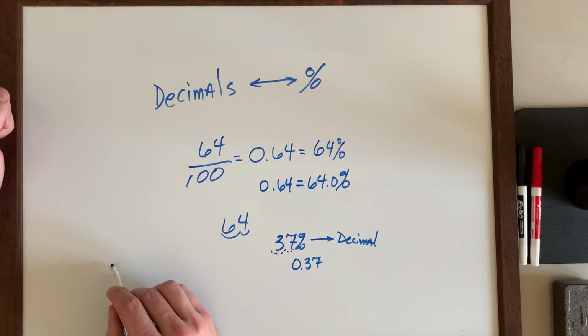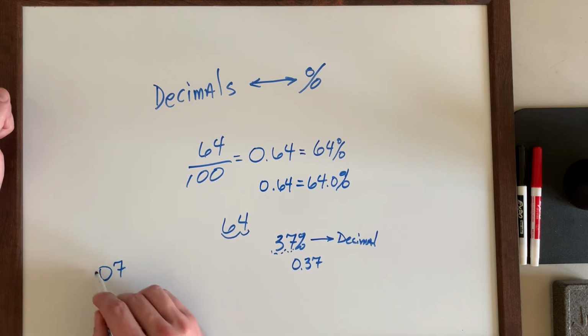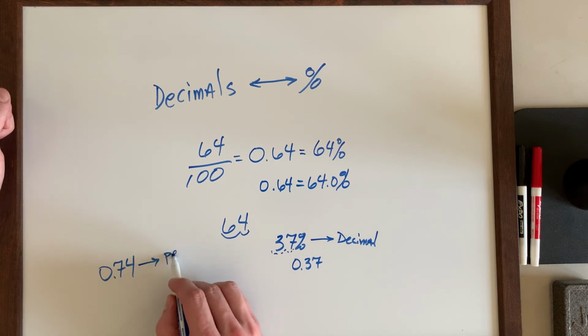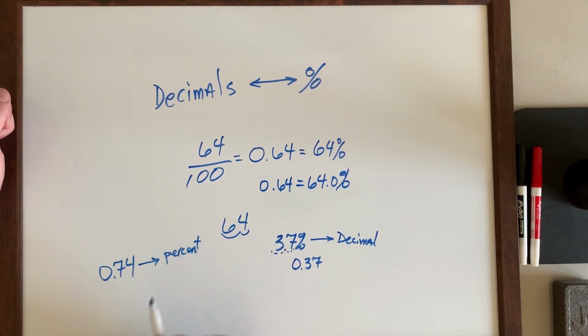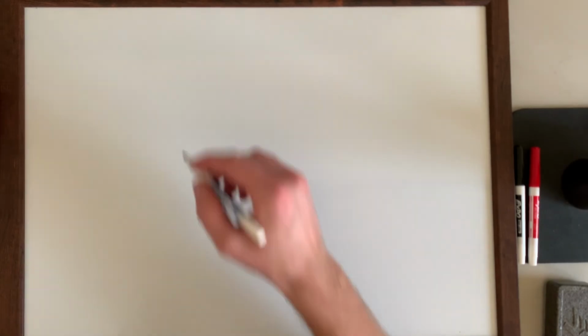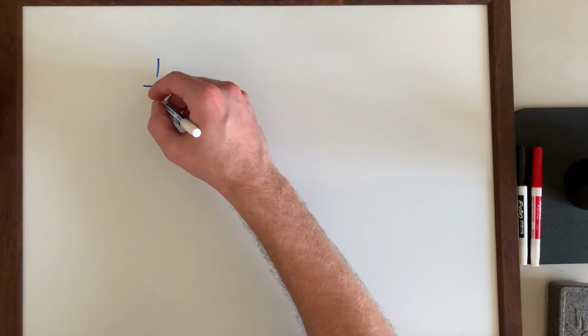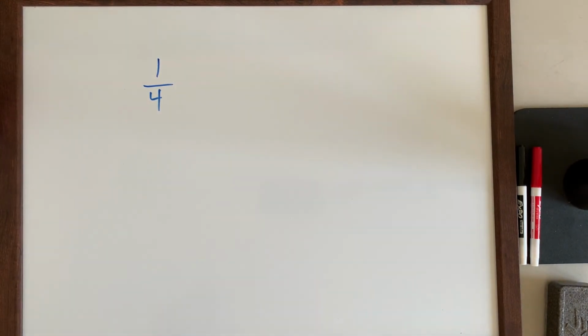If you do it the other way and you want to convert 0.74 into a percent, you're going to do the opposite. To go from a decimal to a percentage, we're going to move the decimal point 2 spaces to the right. So 0.74 as a decimal is the same as 74%. What we've talked about today can be helpful in turning fractions or ratios into percentages.